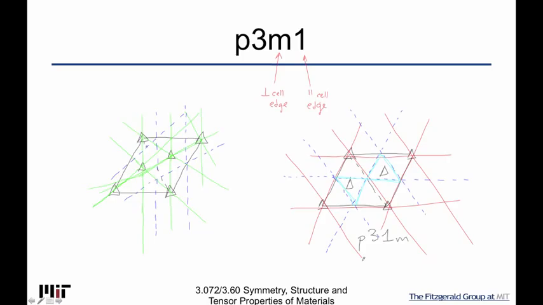So this difference between P3-M1, where we have inserted the mirror plane perpendicular to the edge of the standard cell, which is a translation vector, and where we've inserted it parallel to that.